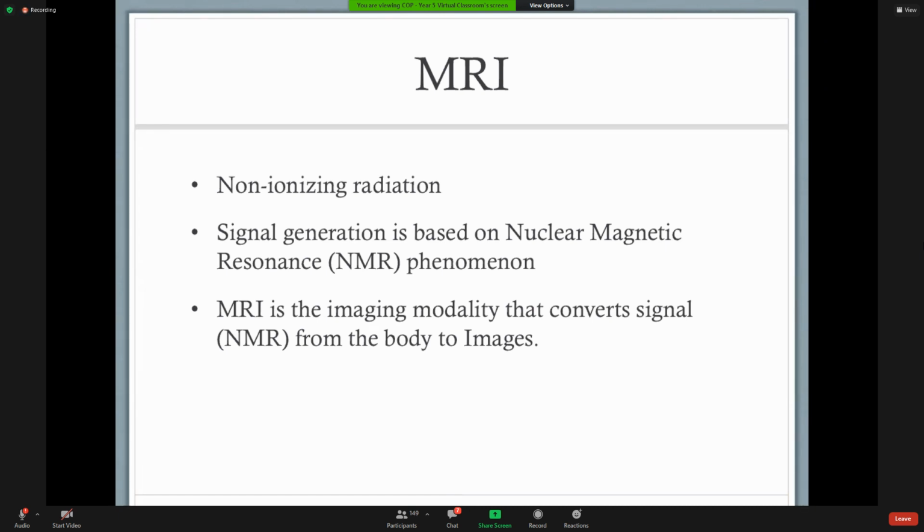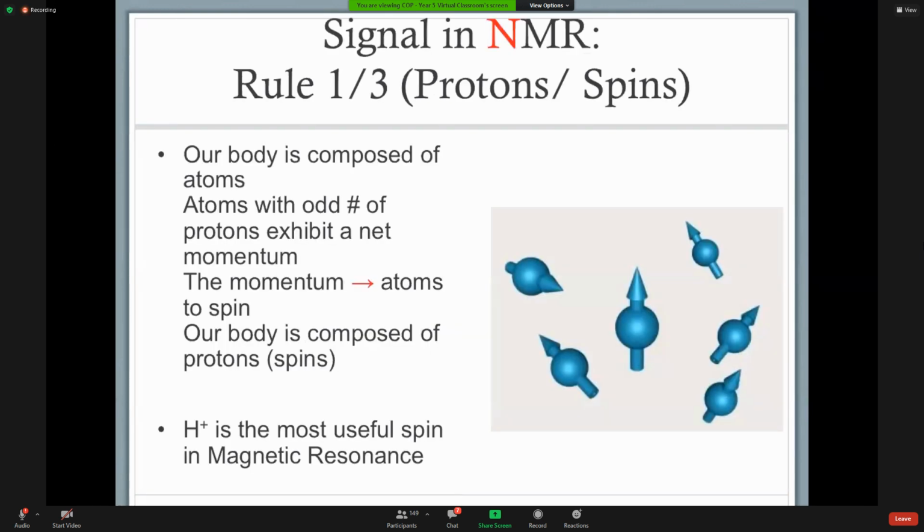But the imaging modality itself is the modality that allows the conversion of these signals into an image. So you have a signal that is being generated by a phenomenon known as nuclear magnetic resonance, but then the imaging part relies on the conversion of the signal to an image. There are 3 concepts behind that.